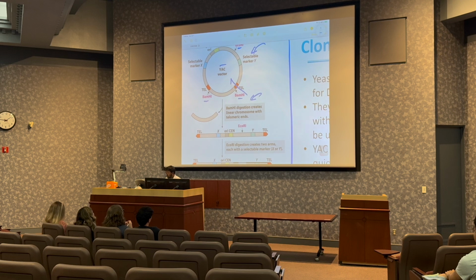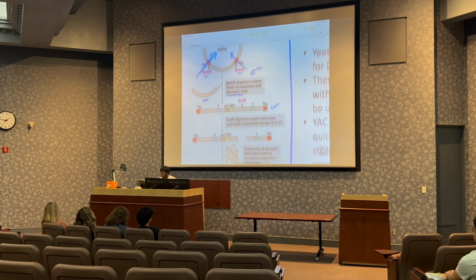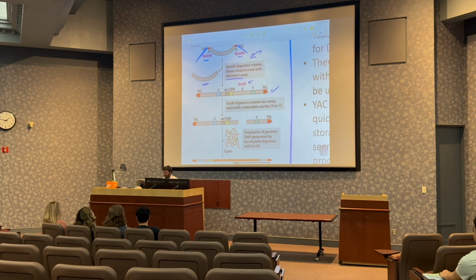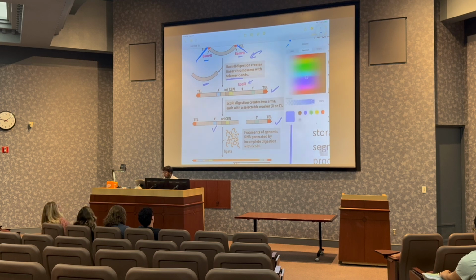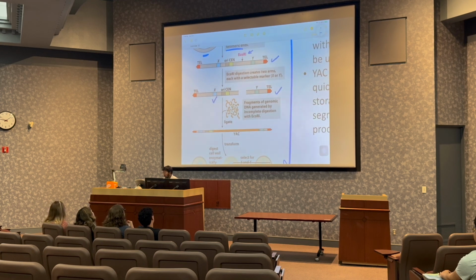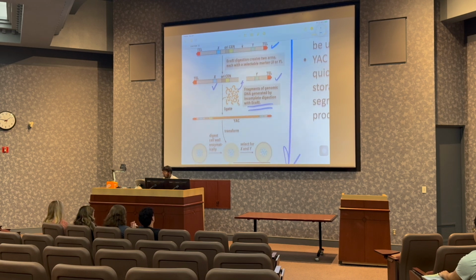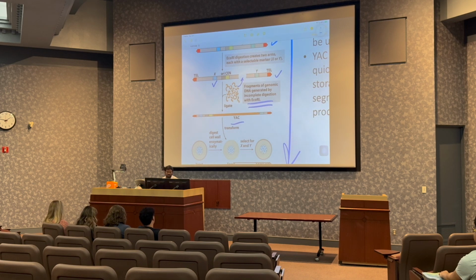BamH1 will cut this artificial chromosome at two different sites, and it will open up the whole structure like this, and it will create a different segment here which has telomeric ends. Now you want to use EcoR1. We know EcoR1 is another restriction endonuclease which cuts at GAATTC. Now it will create two different pieces, and between these two pieces you can add a fragment of foreign DNA here, and now you can make a yeast artificial chromosome like this.